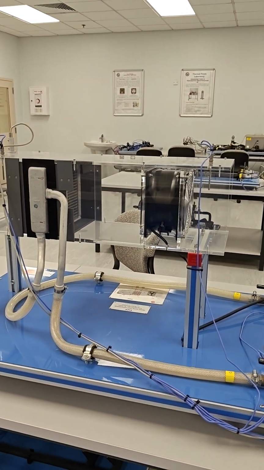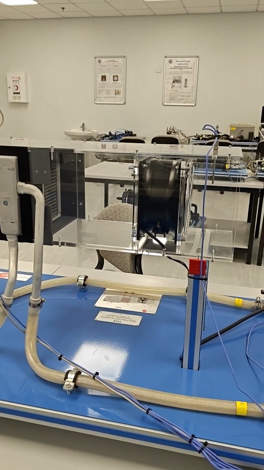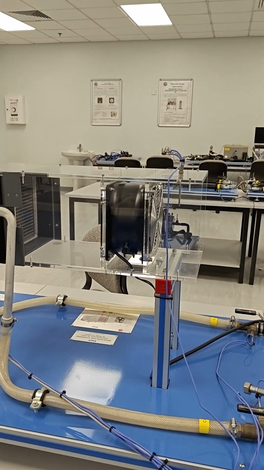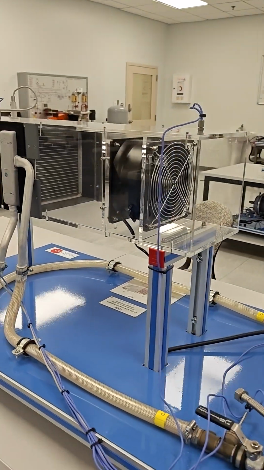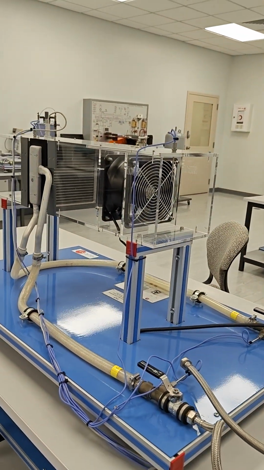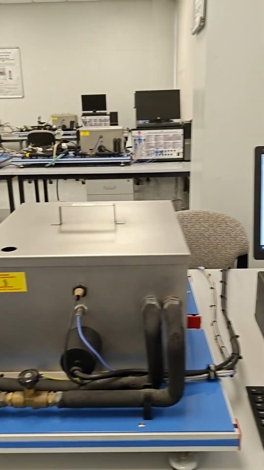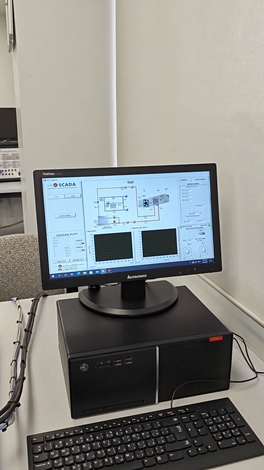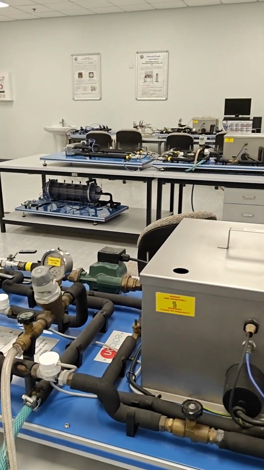So in this part 1 video on radiator type heat exchanger, we are looking into the parts of the machine and the process. So it consists of 3 units: the heat exchanger unit, base unit, and computer interface. All three connected together make up the experimental setup.